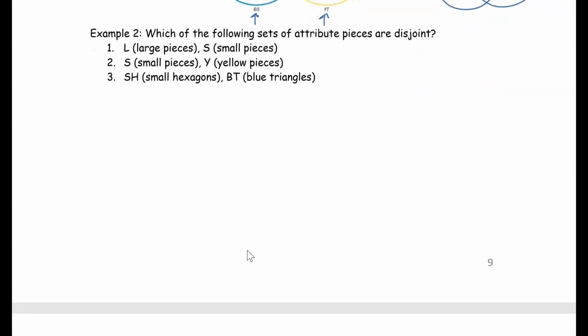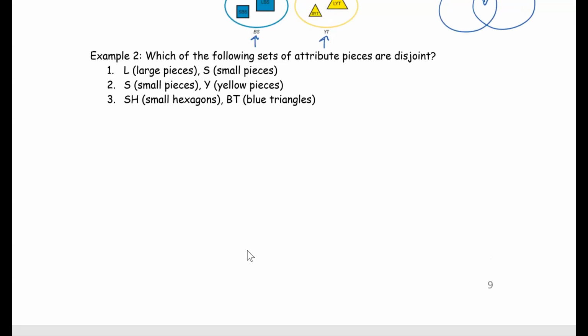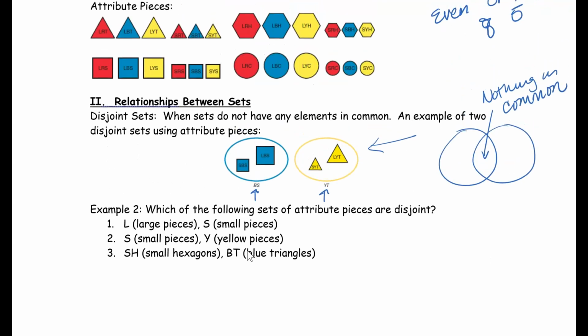All right, so I'm going to look at the first one: large pieces and small pieces. And actually, I'm going to go back up so we can look at the pieces. Ask yourself, are there any pieces that are both large and small at the same time? And the answer is no. So those are going to be disjoint. If you were to draw a diagram, you would say, okay, this is going to be small and this is going to be large. They don't have anything in common.